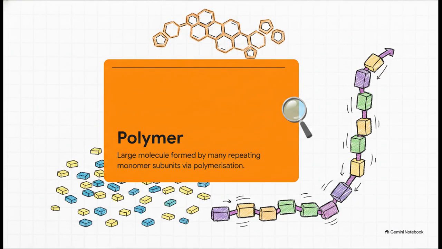And when those single monomer bricks snap together, they form what we call a polymer. Try to visualize thousands of individual bricks rapidly locking into place to create this massive solid wall. That is exactly what a polymer is. It's a large macromolecule formed by repeating monomer subunits, all coming together through a chemical process called polymerization.